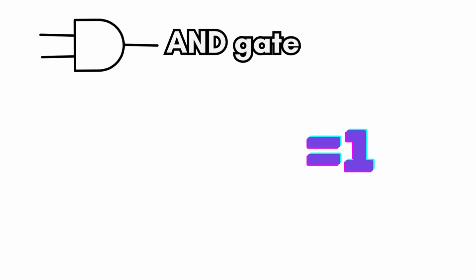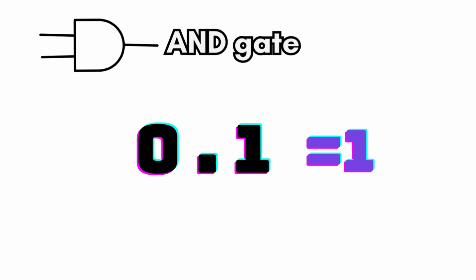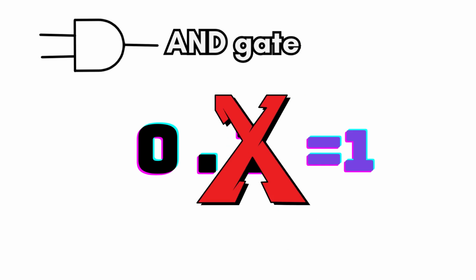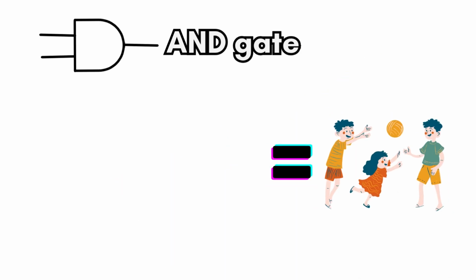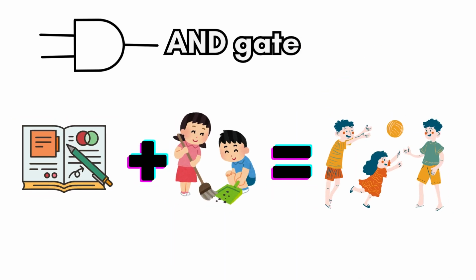Number 1, AND gate. It gives 1 only if both inputs are 1. 0 and 1, nope. 1 and 1, yes sir. Like you can play if you finish your work and clean your room, but you can't if you only finish your work but you don't clean your room.